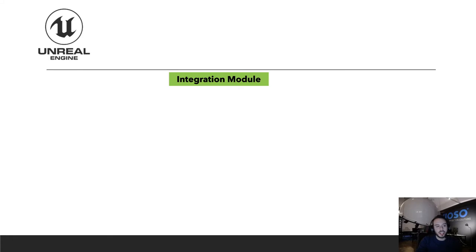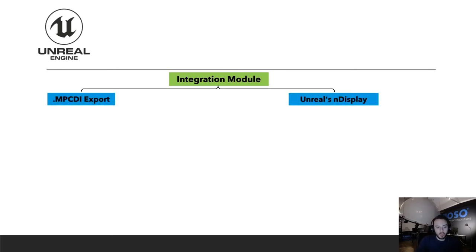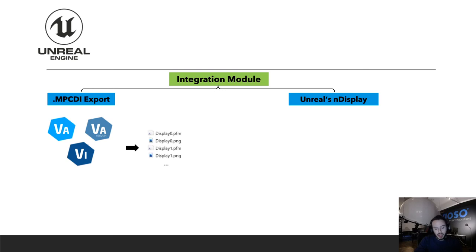Our next integration example is the 3D engine Unreal. For Unreal Engine, the integration looks like this. We have two parts, the MPCDI export with our software and Unreal's nDisplay. So the MPCDI export can be accomplished with VIOSO AnyBlend, AnyBlend VR and Sim, and VIOSO Integrate. This outputs an MPCDI file, which is a pack with a geometry file called .pfm and PNGs, which contain the blending data.